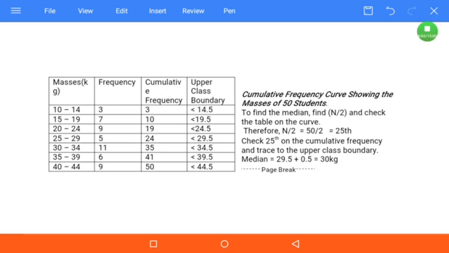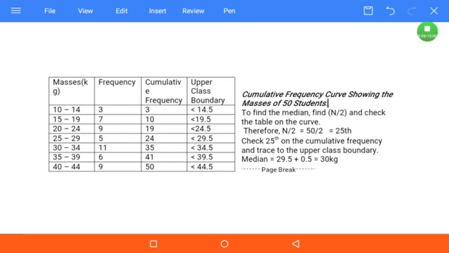Okay, let's try adding from beneath. 9 plus 6 gives what? 15. 15 plus 11 gives us what? 26. So we have 25 in this 11. Therefore, the class 30 to 34 is the median class. That's the median class.